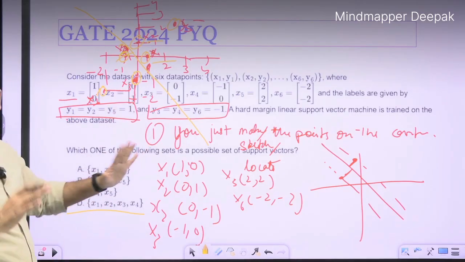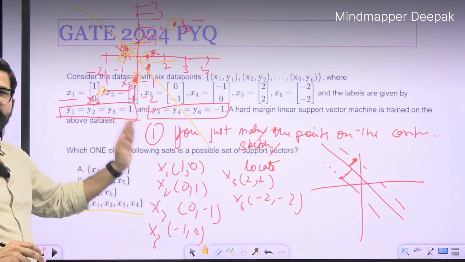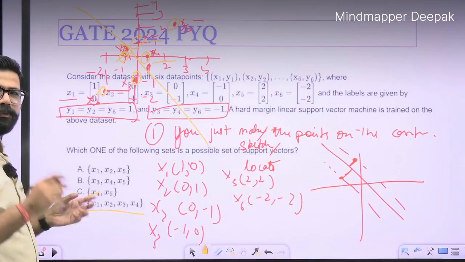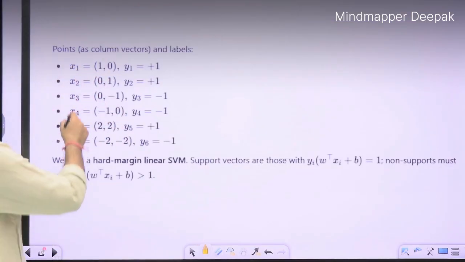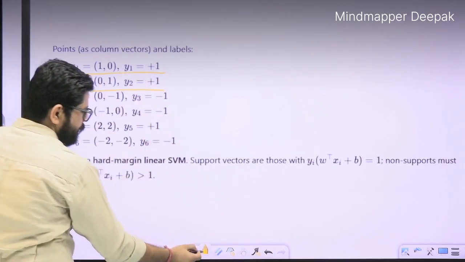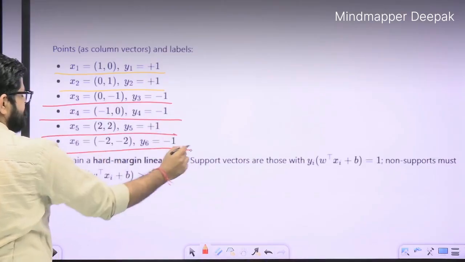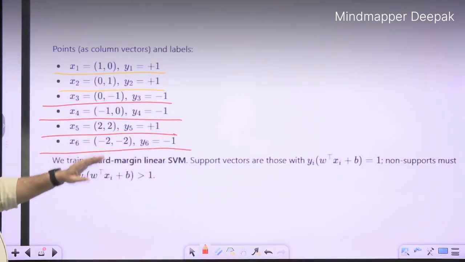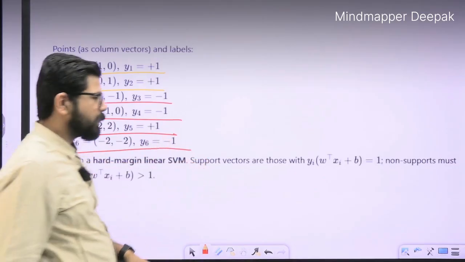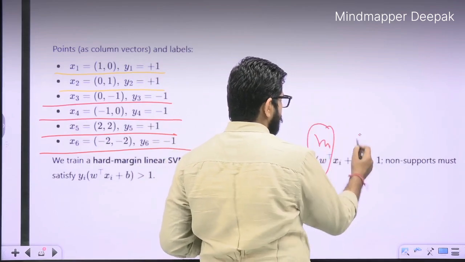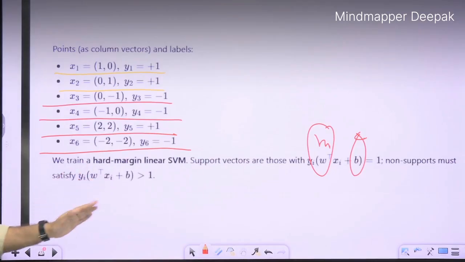But if you want some more clarity and confidence, or you want to be sure that the option you have marked is correct, say for the 2% where you are in doubt, just check it. Just do this exercise: points x1, y1, x2, y2, x3, y3, x4, y4, x5, y5 and x6, y6. Using this equation, you will find that the support vectors are simply in the y equals mx plus c format, in which m is your weight and c is your bias, which is also equal to 1, and the support vectors must satisfy this condition, greater than or equal to 1.